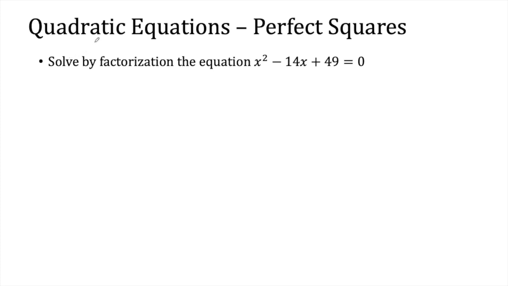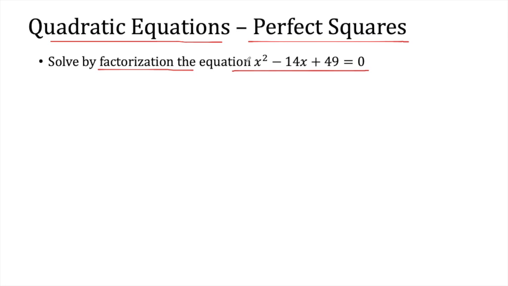In this video, we will be looking at how to solve a quadratic equation in a much faster way by recognizing that it's a perfect square. So this question tells us to solve x squared minus 14x plus 49 is equal to 0 by factorization.